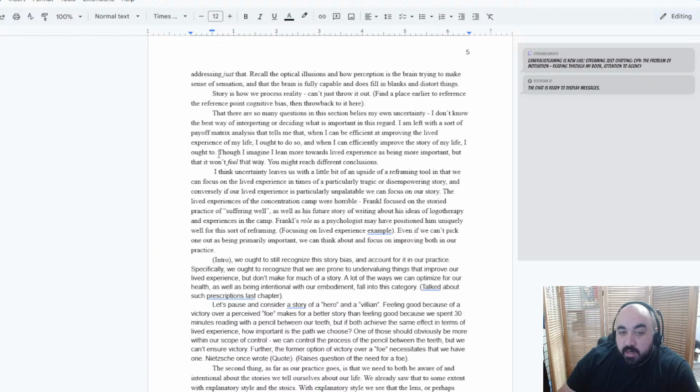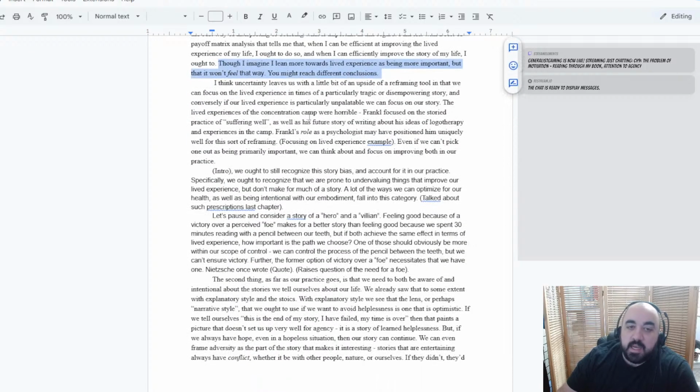Though I imagine I lean more towards lived experience as being more important, but that it won't feel that way. You might reach different conclusions. I think uncertainty leaves us with a little bit of upside of a reframing tool, in that we can focus on lived experience in times of particularly tragic or disempowering story. And conversely, if our lived experience is particularly unpalatable, we can focus on our own story.